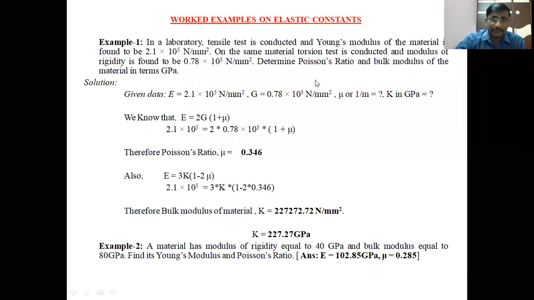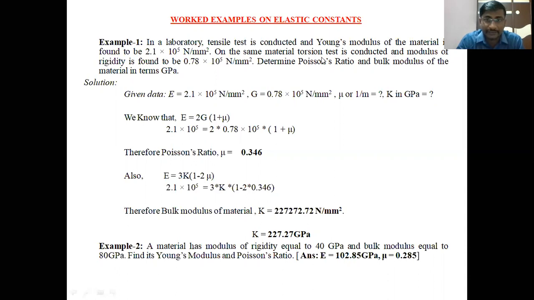Let us go for worked examples on elastic constants. Two worked examples are there. One I will explain, and the second one you have to solve. First example: in a laboratory, a tensile test is conducted and Young's modulus of the material is found to be 2.1 into 10 to the power of 5 newtons per mm square. On the same material, a torsion test is conducted.